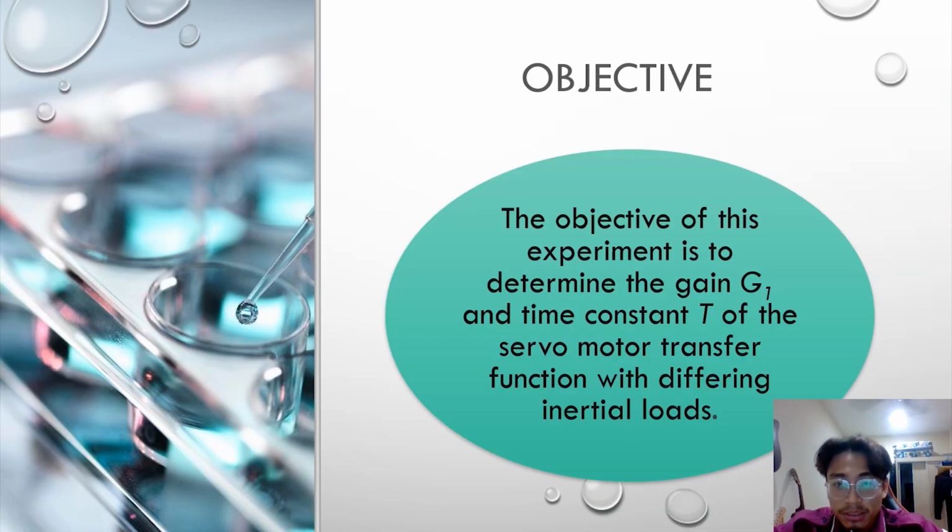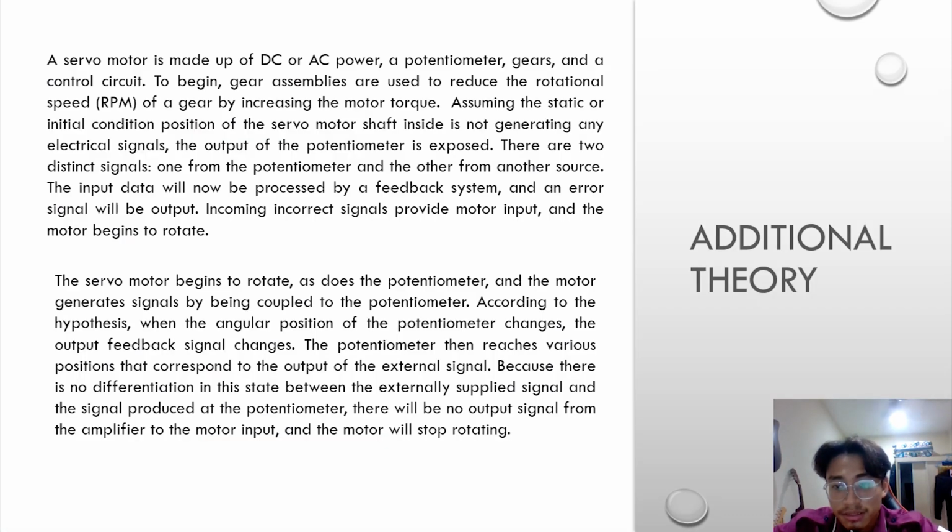Okay, we go to the objective. The objective of this experiment is to determine the gain G1 and the time constant T of the servo motor transfer function with differing initial loads. As you can see in the procedure, there are the G1 and the time constant of the servo motor. Next is the theory.